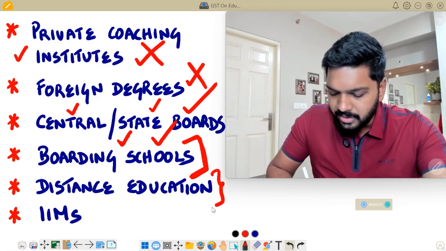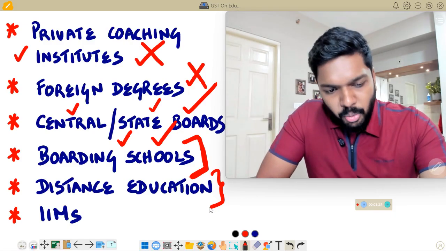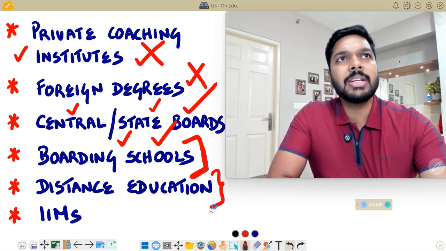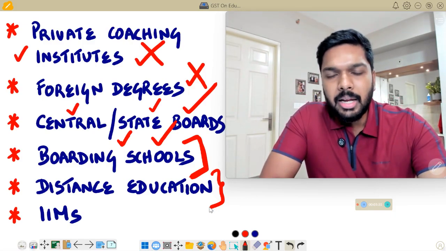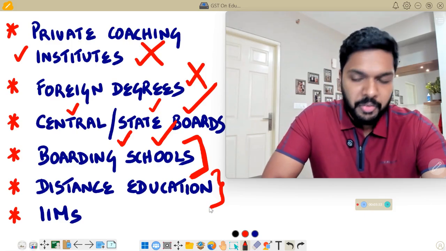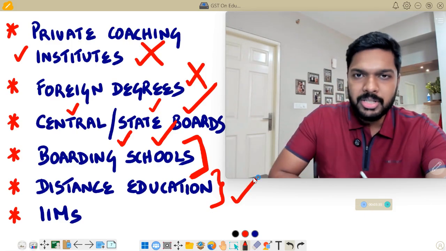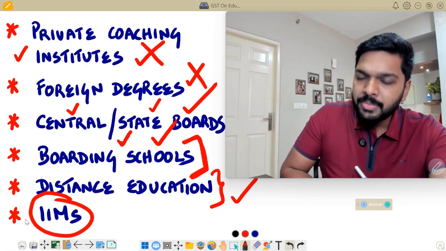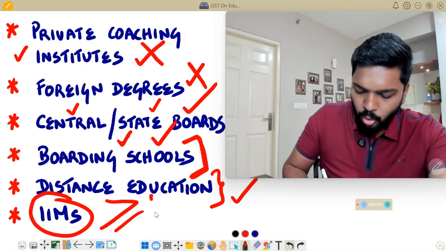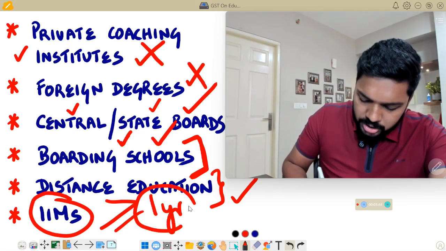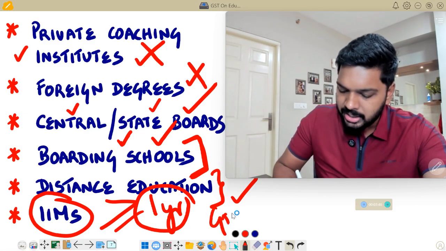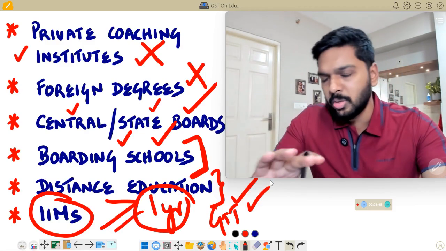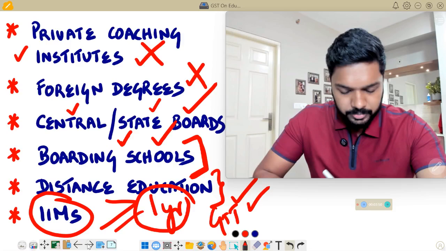Distance educational services. Any institution providing distance education with the primary objective of giving an Indian legally recognized degree, like IGNOU for example, is also exempt under GST. Specifically for the Indian Institutes of Management, IIMs, where you have long duration courses of more than 1 year, on these courses GST is exempted only for the long duration ones, but not for the short duration ones.